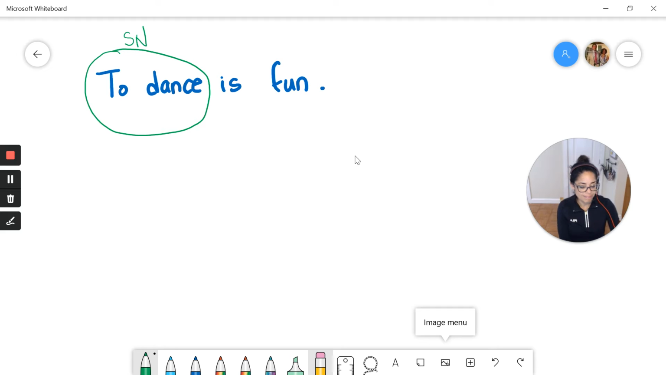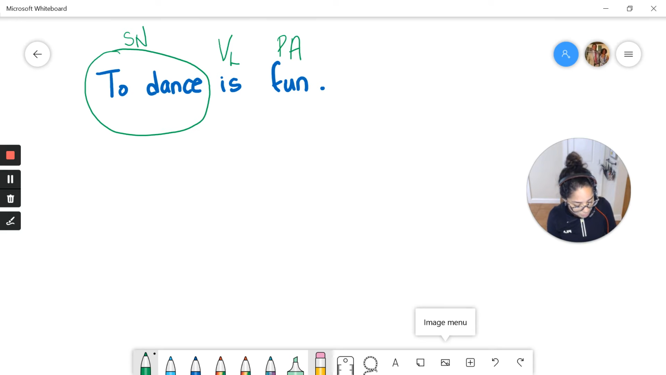What is being said about to dance? It is. That's our verb. It's what? It's fun, right? Can fun replace or describe to dance? The answer is yes. So what part of speech is that? It can describe it, right? So it's our predicate adjective, right? And this is a linking verb. Very good. So now I'll show you how to diagram this type of sentence, okay?